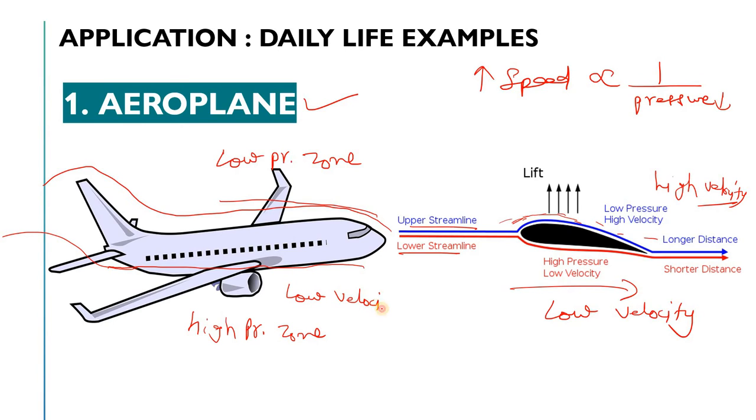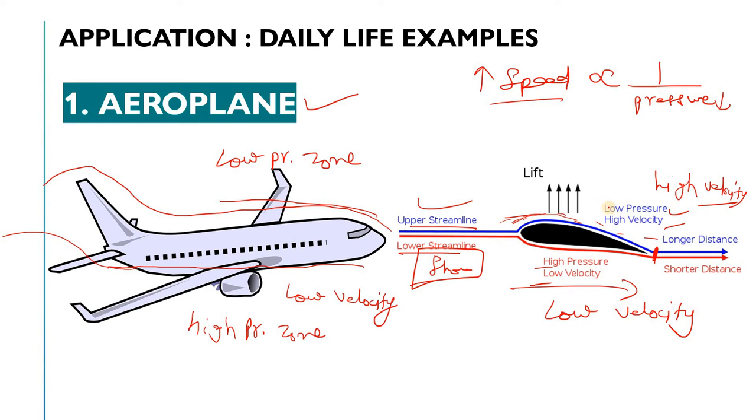Now maybe you can be confused: sir, how is there high pressure with low velocity here, and low pressure with high velocity there? The reason is that there are two streamlines, and both have to reach here at the same time, right? But due to the structure of the aeroplane, the upper streamline has to cover the longer distance, and the lower one has to cover the shorter distance, okay? So the lower one will have a lower velocity, and the upper one will have a higher velocity. And we also know that as the speed increases, the pressure decreases.